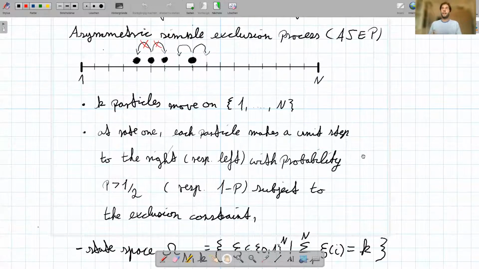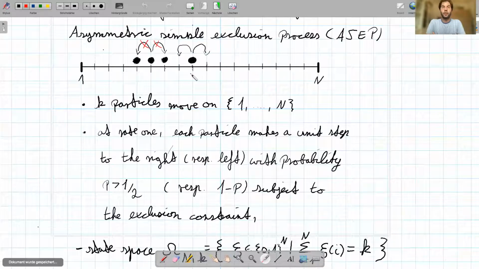ASEP on the segment means that there are k particles placed on the integers from 1 to n. In this illustration here, we have 4 particles. Each particle waits an exponential time, after which it tosses a coin, which tells the particle whether it should try to make a unit step to the right or to the left. The probability that the particle will try to jump to the right is p, and p is strictly bigger than 1/2, meaning that particles have a drift to the right.